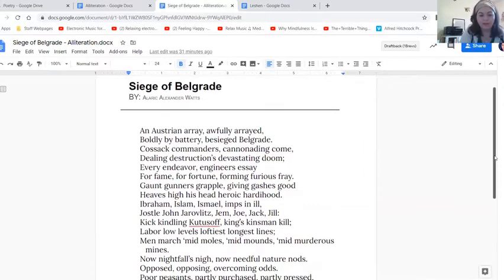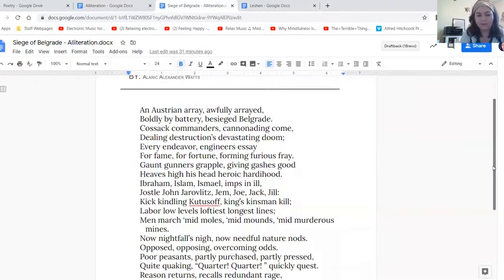An Austrian array, awfully arrayed, boldly by battery, besieged Belgrade. Cossack commanders, cannonading come, dealing destruction's devastating doom. Every endeavor, engineers essay, for fame, for fortune, forming furious fray. Gaunt gunners grapple, giving gashes good, heaves high his head, heroic hardihood. Ibrahim, Islam, Ishmael, imps in ill, jostle John Jerovlitz, Jem, Joe, Jack, Jill. Kick, kindling, Kutuzov, king, kinsman, kill, labor low levels, lofty its longest lines.